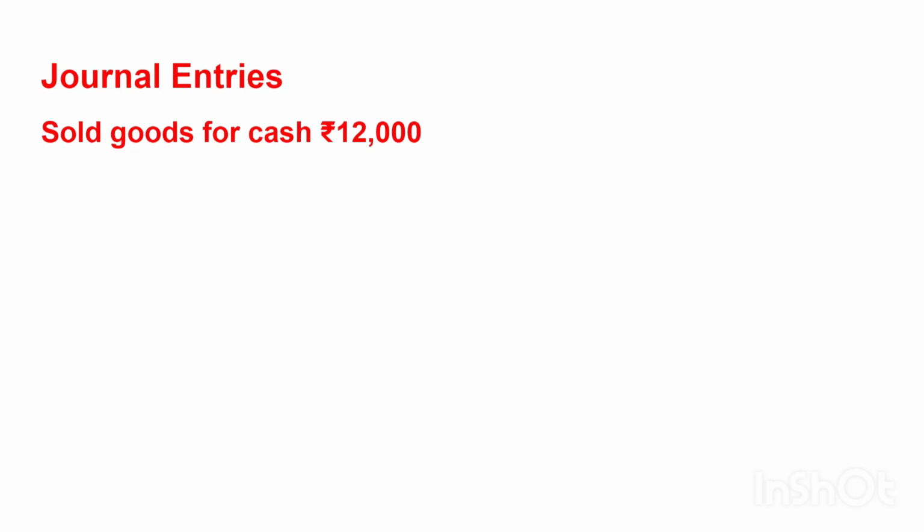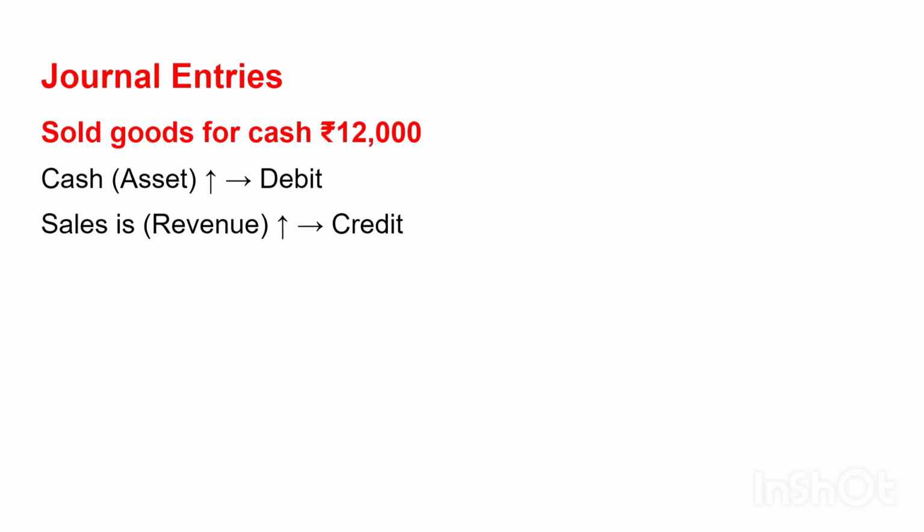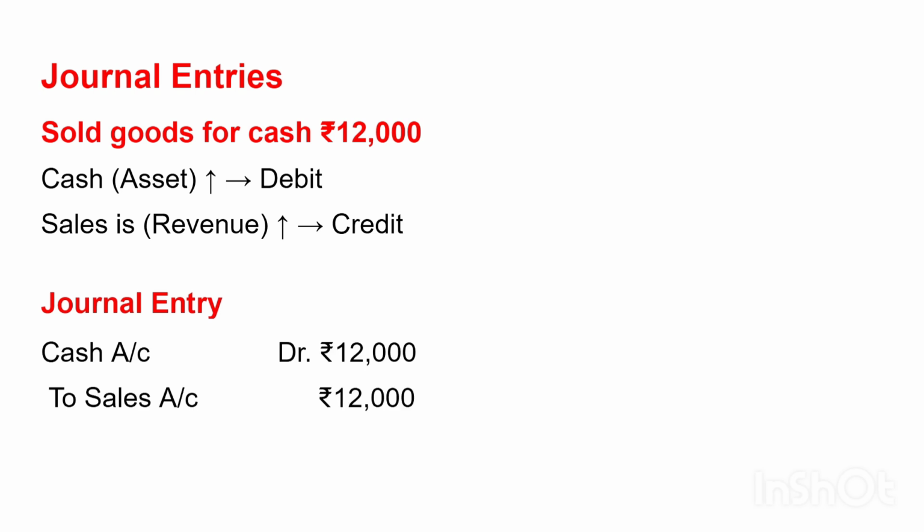Sold goods for cash rupees 12,000. Cash is an asset and it increases, so it is debit. Sales is revenue and sales increases, so it is credit. Journal entry: cash account debit rupees 12,000 to sales account rupees 12,000. Narration: being sold goods for cash.